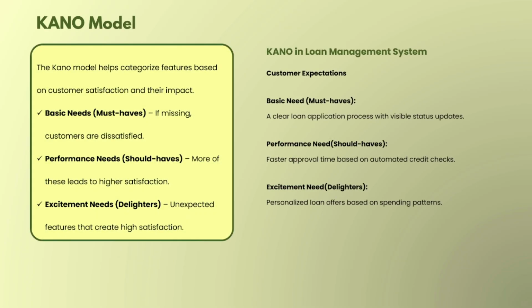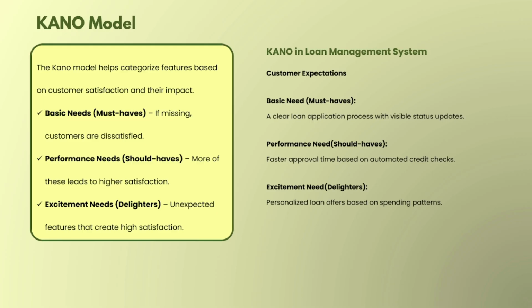The KANO model helps categorize features based on customer satisfaction and their impact. What does this mean? Basic needs means must haves. If we miss these, the customers are dissatisfied. These are non-negotiable features. Users expect them by default. They don't get excited about them. Means if we provide this particular feature, even then the user can't get excited about it. But if it is missing, the user will be frustrated. User means stakeholder, or end user, frustrated, and may even leave that particular page on which they are working.